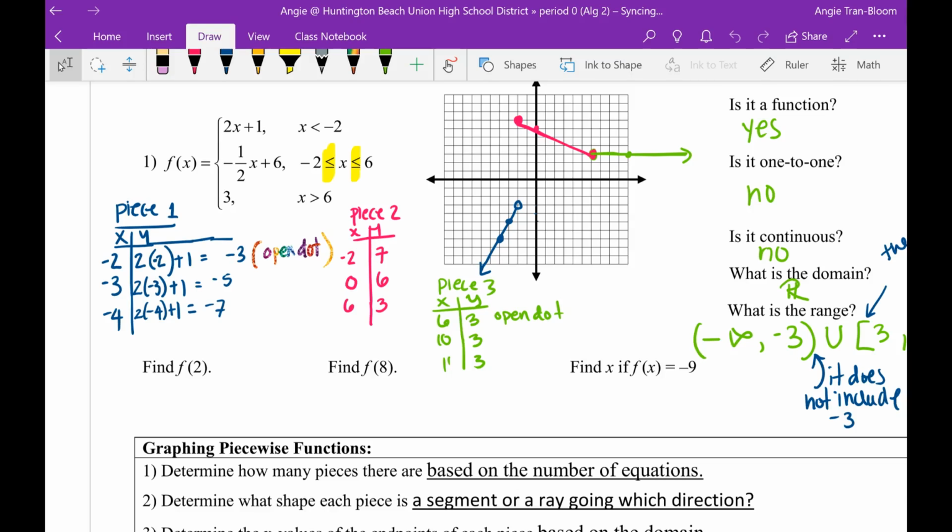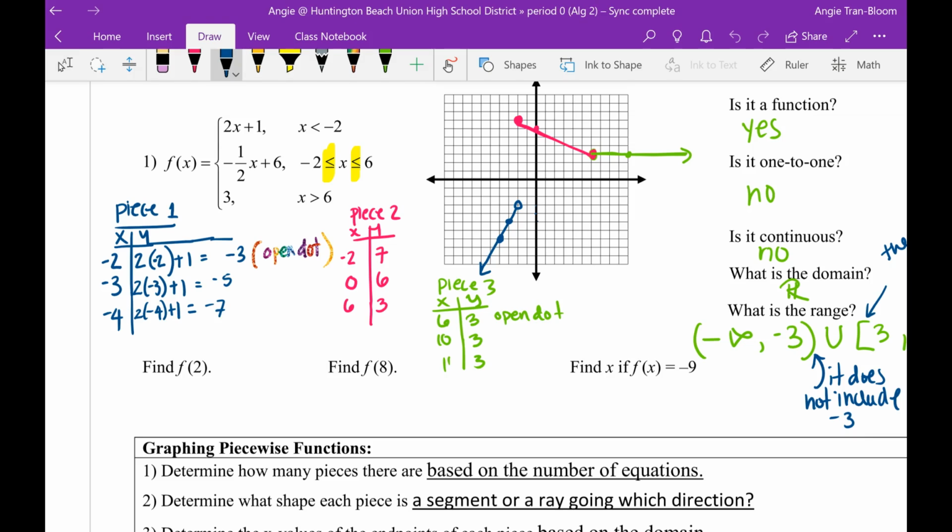All right, so now we're going to evaluate. First, it says find f of 2. Raise your hand if you can tell me what we do with this piece. How do we evaluate f of 2? Substitute x with 2. Yes, well said. Substitute x with 2. So let's go.